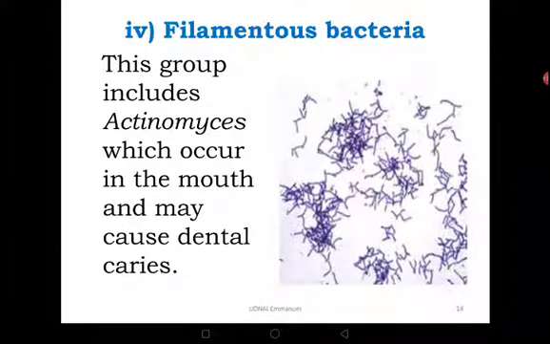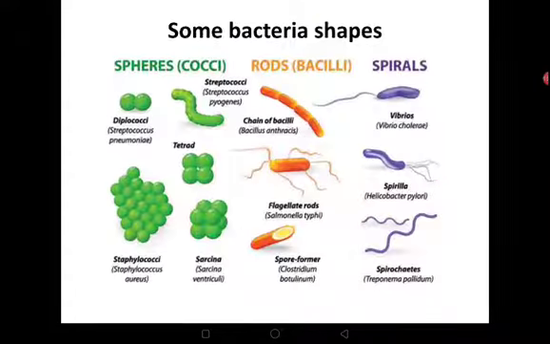Well, then we have the last one there, the filamentous bacteria. Those ones appear like filaments, small filaments, small strips that are coiled. So they are very many and they are also rare. So members, I hope now you can classify the bacteria basing on their shapes. Can you classify bacteria basing on their shapes?